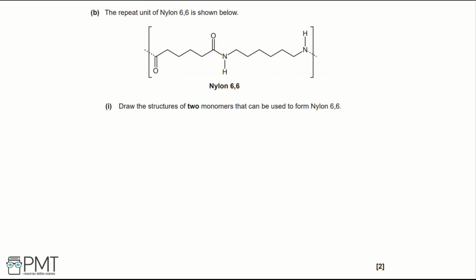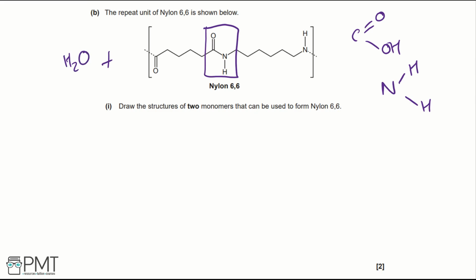B. The repeat unit of nylon 6,6 is shown below. Part 1. Draw the structures of the 2 monomers that can be used to form nylon 6,6. In nylon 6,6, we've got an amide group, or link, as it's known in polymers, which means we're going to use a carboxylic acid and an amine. It's a condensation polymer, so that means that as a byproduct of this process, we would form water. This is not useful in the question, but it's good to have in the back of your head when checking.